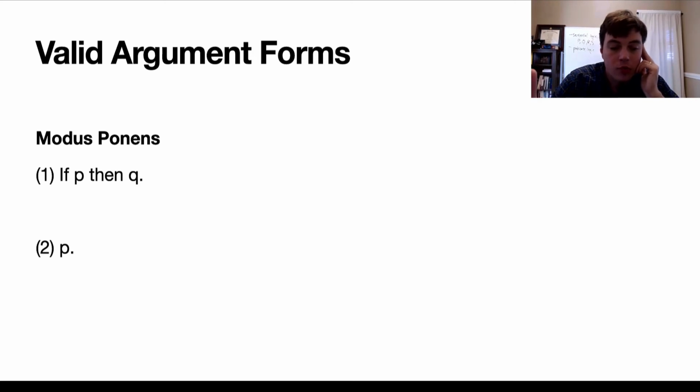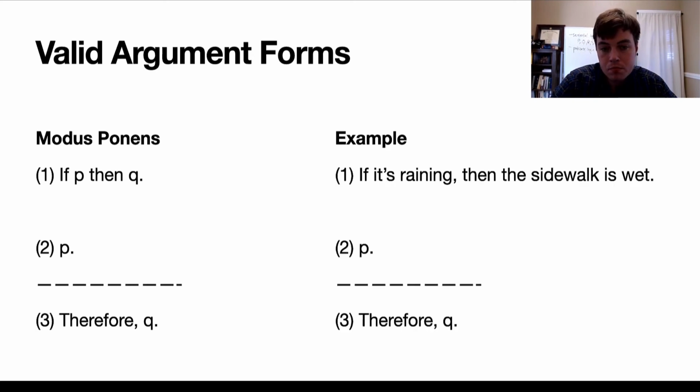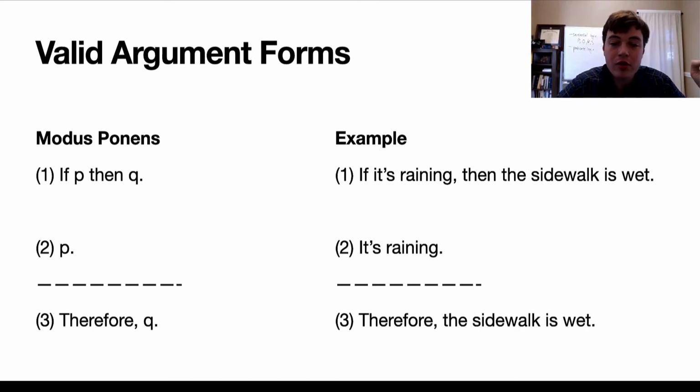So this argument form is called modus ponens. First premise, if P then Q. Second premise, P. Conclusion, therefore Q. For example, an instance of this argument form can let P be it's raining, and let Q be the sidewalk is wet. Swap in raining and the sidewalk is wet for P and Q. So the second premise will swap P in for it is raining, and then the conclusion, therefore Q, will swap in therefore the sidewalk is wet.